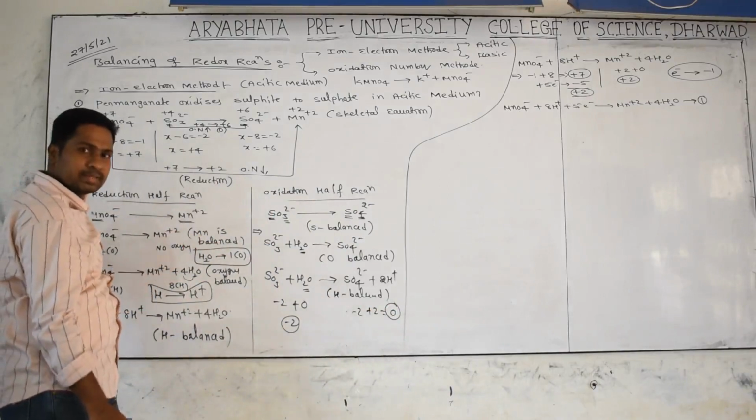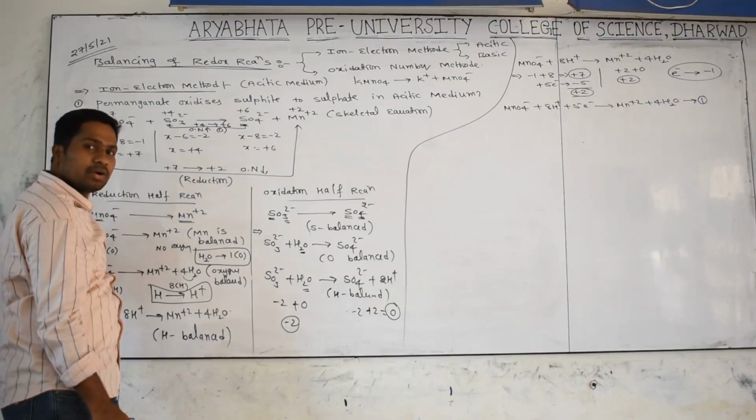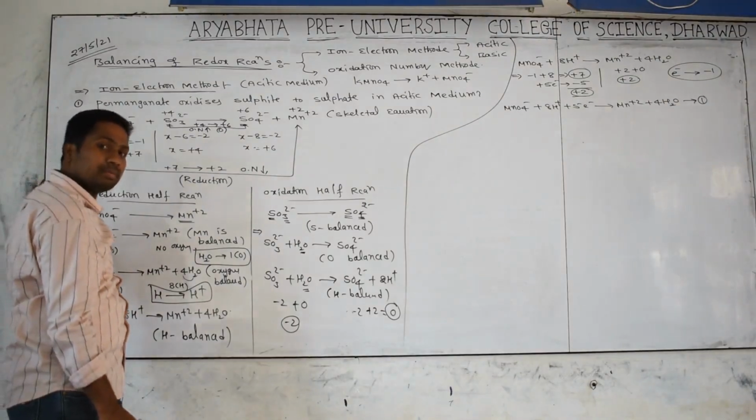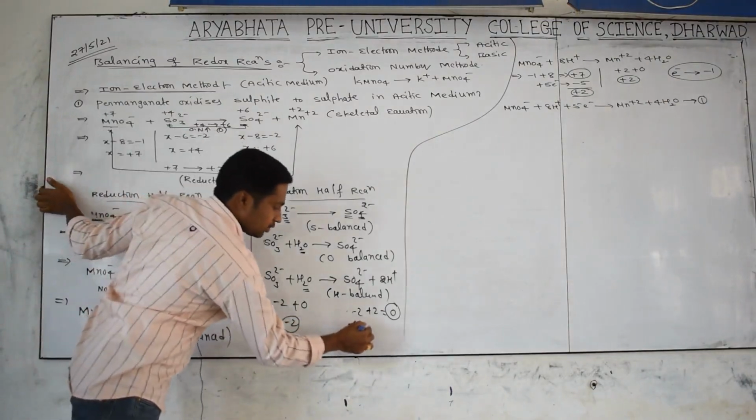How to make it balance? Adding electrons. How many electrons? 2 electrons. On which side? The right side, because an electron means -1. We should add 2 electrons here.